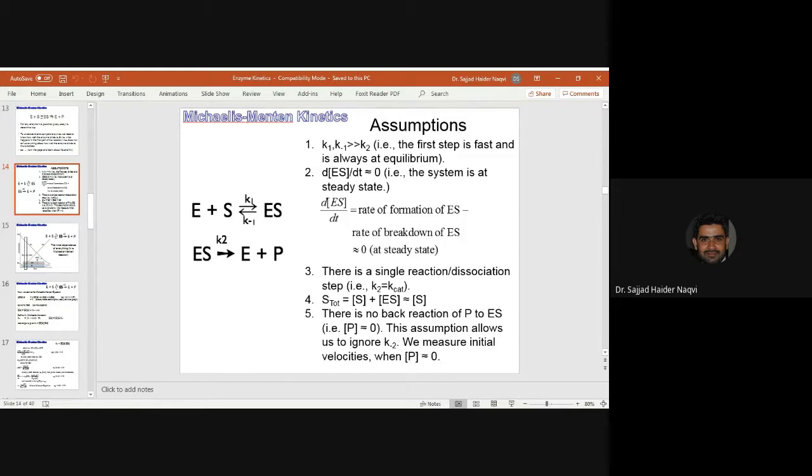The last assumption, we said that when the reaction is just started or we just mix the enzyme with the reactant, at this stage, there is no back reaction of product to ES. That means at this stage, the product is approximately zero. This assumption will allow us to ignore K2 because we are considering the initial rate at this stage. So we measure initial velocities, and by considering that at initial velocities, the concentration of the product is approximately zero. So keep these five assumptions in your mind.